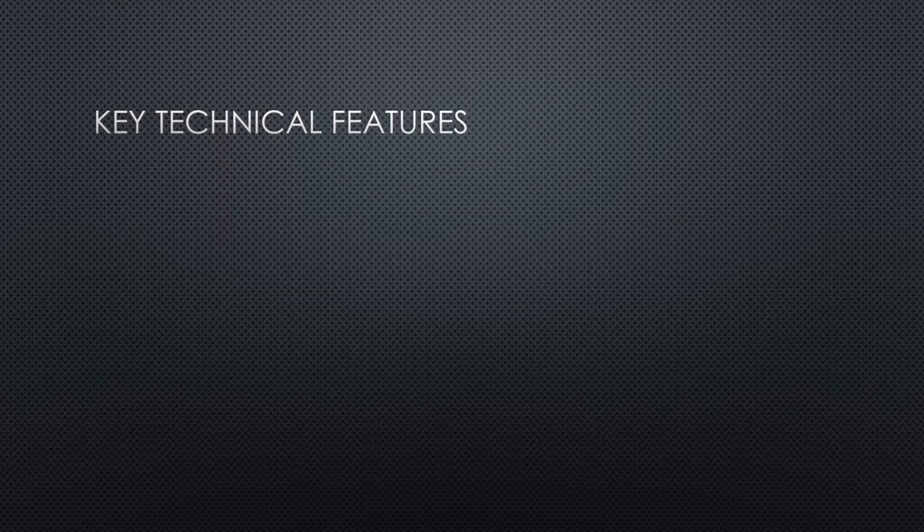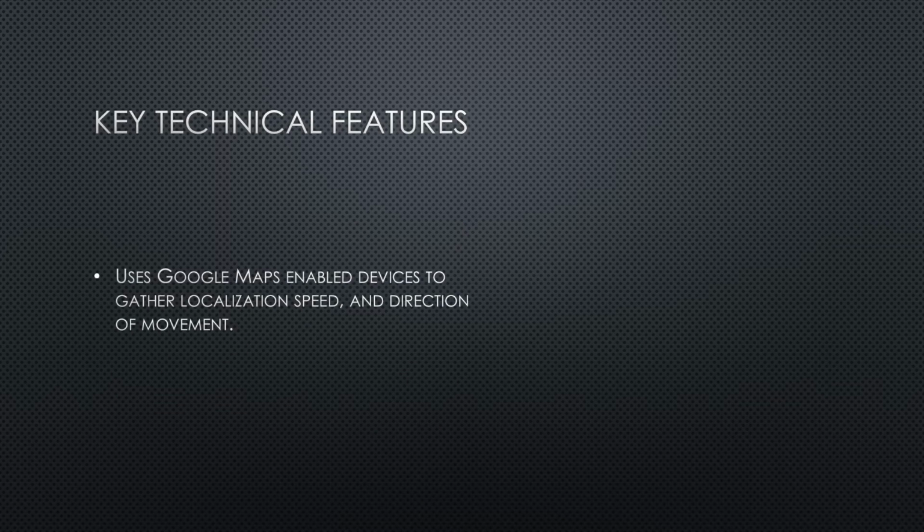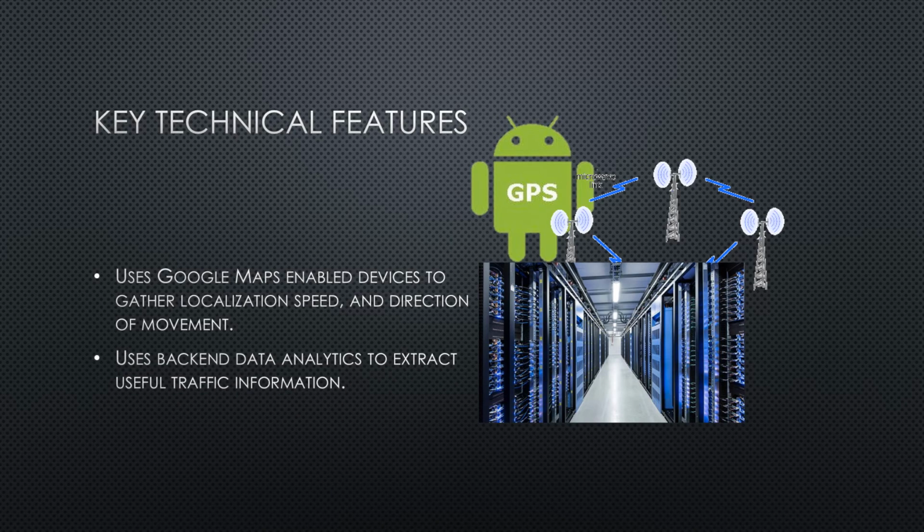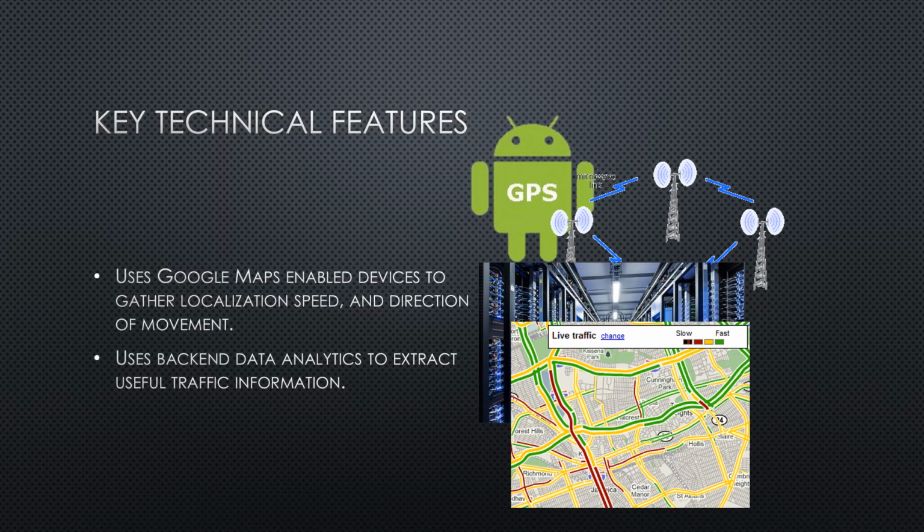Key technical features. The way this works is quite straightforward. First of all, you have to take into account that every single Google Maps enabled device sends data to Google servers every once in a while saying where it is and where it is heading to. In order to do that, it uses the GPS and several other technologies to gather data about localization and direction of the movement. Then, on the back end, Google analyzes all of that data and creates useful traffic information.